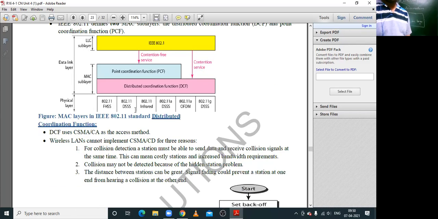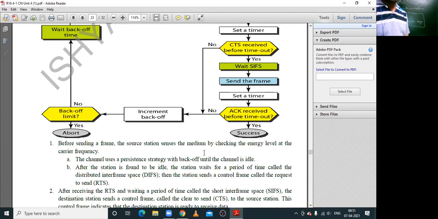According to the distributed coordination function, it uses CSMA/CA as the access method. It is not implementing CSMA/CD for three reasons, including collision detection, that the station must be able to send data and the receiving stations should know what will happen.